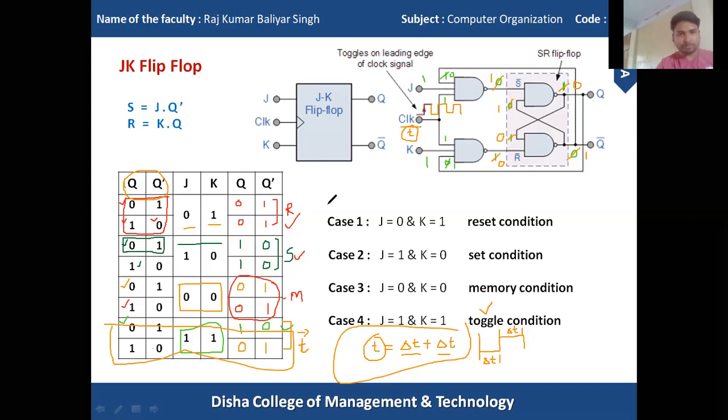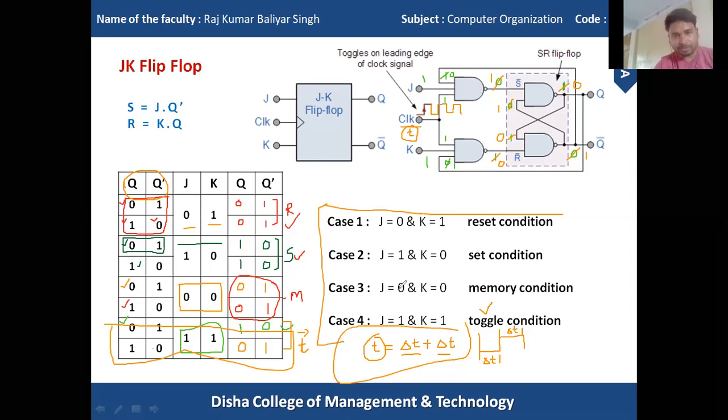So in JK flip-flop, when J equals K equals 1, it should not be a not applicable condition, but it will produce a new type of condition that is called toggle condition. Okay. So again, I would like to repeat here. In the first case, when J equals 0 and K equals 1, whatever the value of Q and Q naught we are assuming, we are getting the reset condition. And for case 2, when J equals 1 and K equals 0, we are getting the set condition.